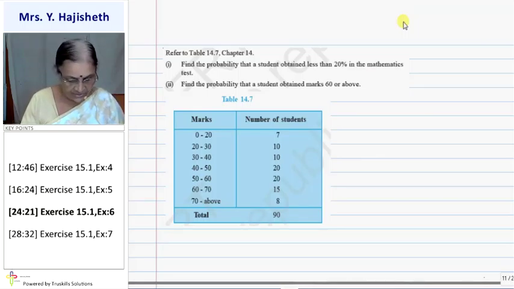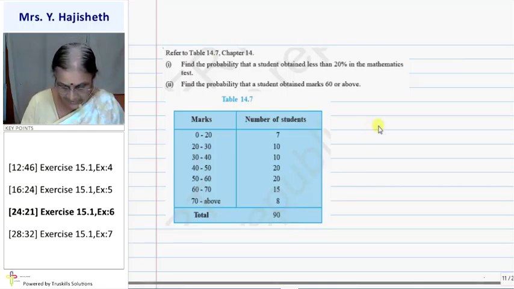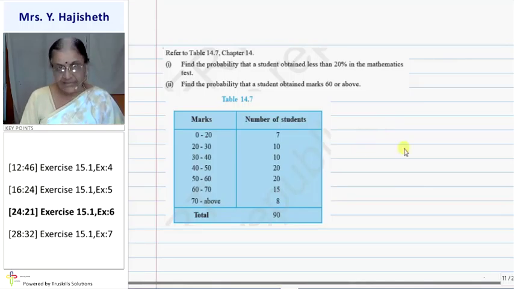Are you clear what the table shows? Marks between 0 to 20, the number of students is 7. Marks between 20 to 30, number of students is 10. Marks between 30 to 40, number of students is 10. Marks from 40 to 50, number of students is 20. And 70 or above, the number of students is 8. Total number of students is 90. You are asked to find the probability that a student obtains less than 20% in the maths test. And the second question, find the probability that a student obtains marks 60 or above.